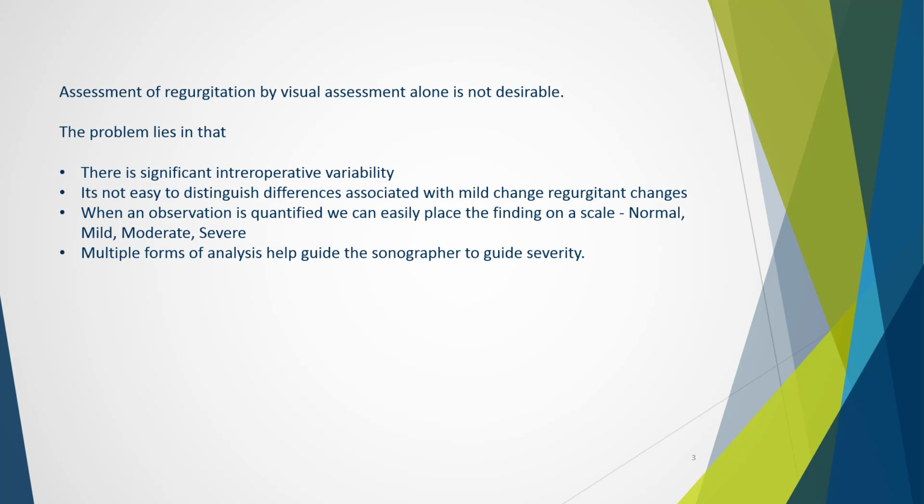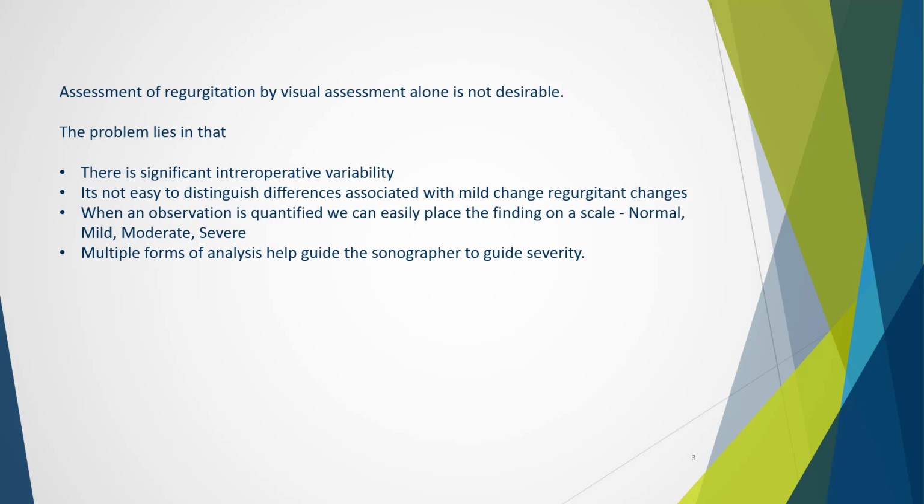The lazy sonographer will only use this for the determination of regurgitant lesion severity. In doing so, there are problems which lie in significant interobserver variability. One person viewing what appears to be mild mitral regurgitation may see it as moderate, while another sonographer may not. It's also not easy to distinguish the differences associated with mild changes in regurgitation. A small step up from mild to moderate may actually appear very minimal.